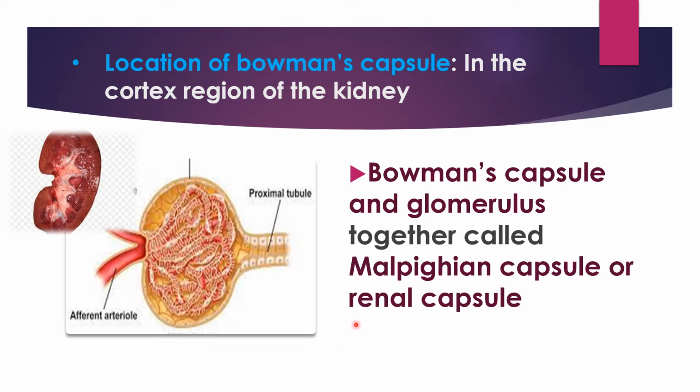Don't confuse the terms renal capsule and renal tubule. Renal capsule is another name of the Malpighian capsule, and renal tubule is another name of the nephron. We can say renal tubule, uriniferous tubule, kidney tubules; these all come under the other names of the nephron, but renal capsule is another name of the Malpighian capsule.